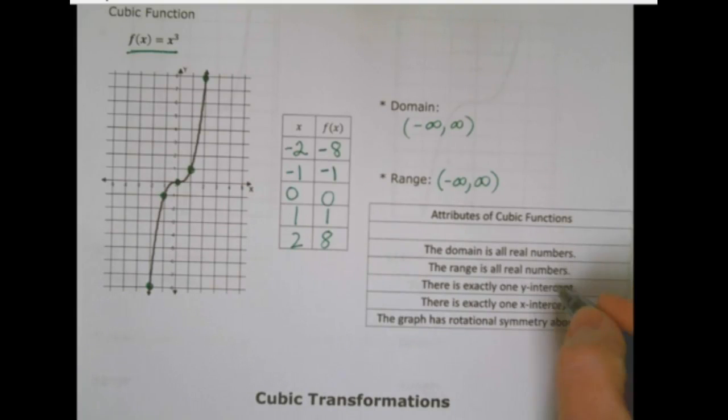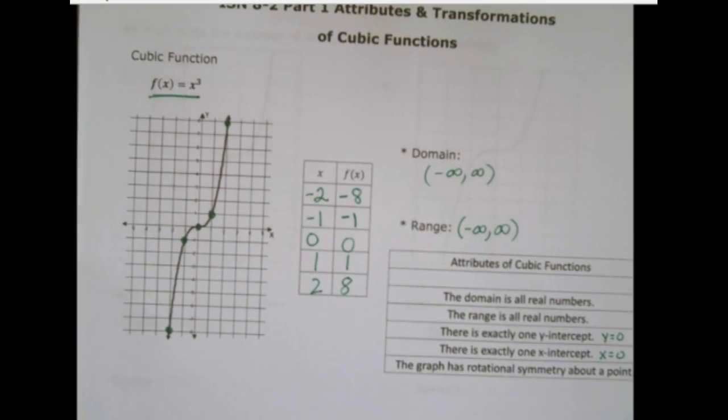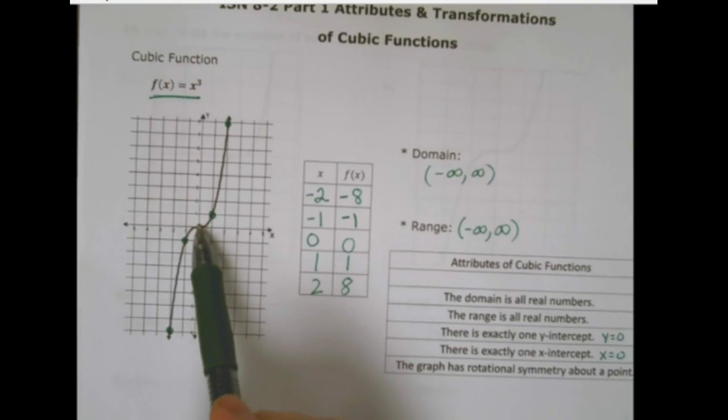It has one y-intercept at y equals 0. And it has one x-intercept at x equals 0. And it has rotational symmetry. What is rotational symmetry? It has rotational symmetry about a point, around this point. Put your pencil on the point 0, 0.